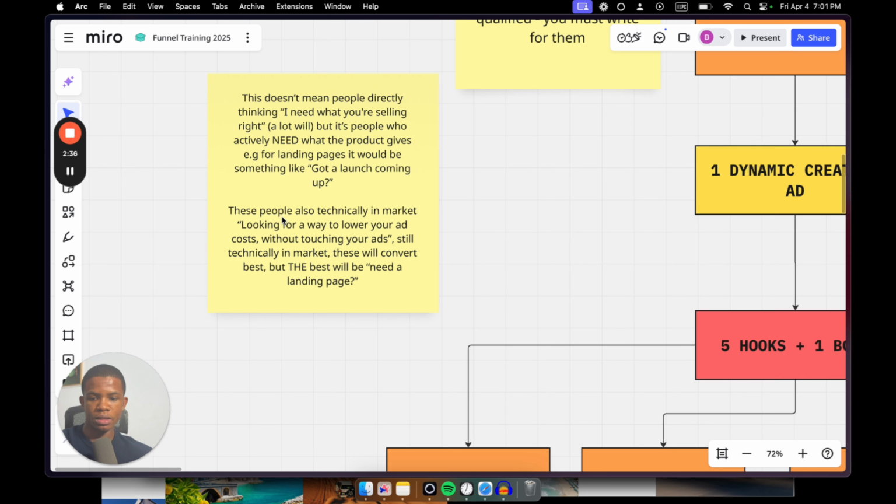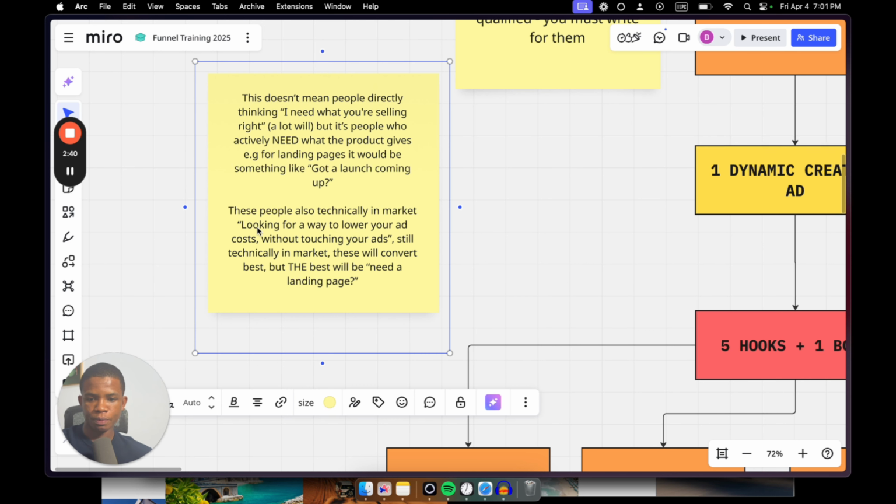Hopefully that makes sense. And these people are also technically in market, for example, looking for a way to lower your ad costs without touching your ads. All of these are in market as well. But the best would be, do you need a landing page? Because this one is direct. But also these ones that we just covered, got a launch coming up and looking for a way to lower your ad costs, these are also technically in market, because all of this stuff is tied directly to the landing page.